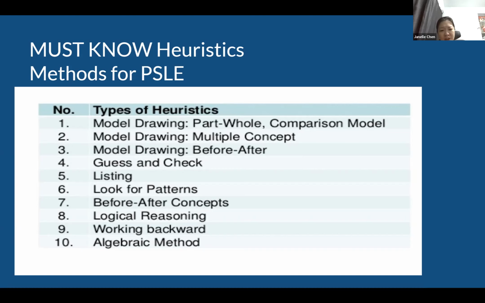Then guess and check, you will learn those in P3 and P4. But for P4 onwards, we encourage students to do assumption instead, because assumption is faster and easier. Some students just cannot balance the guess and check, or they make careless mistakes when doing it. Listing is another method. As alternative methods, we can also use gap and difference. Those are the things that I'll be teaching.